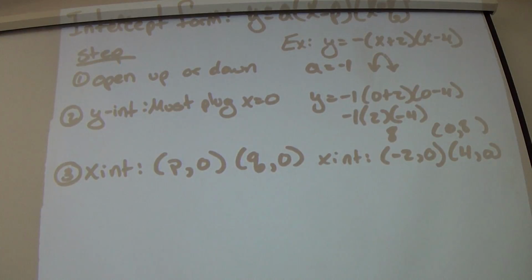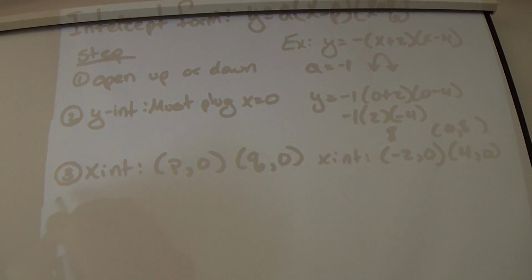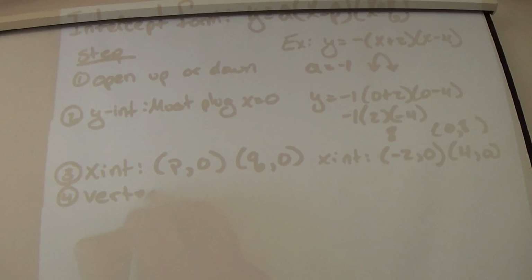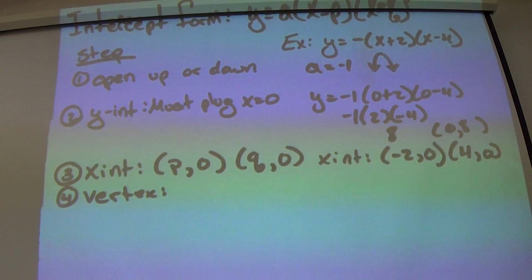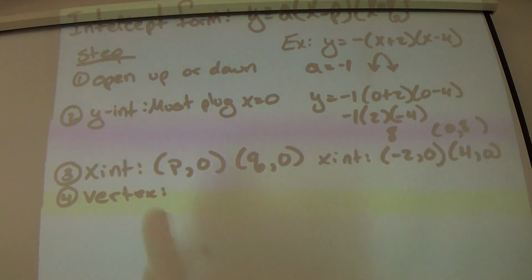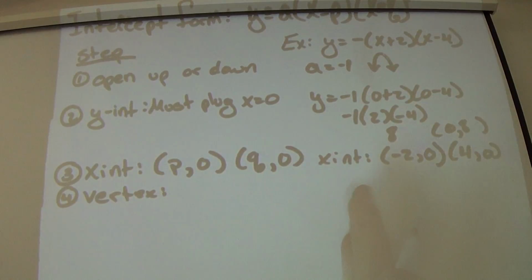Okay. Okay? Like I said, this is the step we add on Friday, but it'll be a little bit more complicated in the other two formats. In this format, it's fine. All right, so step number 4 is vertex. Vertex, before we get into this, let's go ahead and plot what we have so far so that you can see why the vertex is what it is.